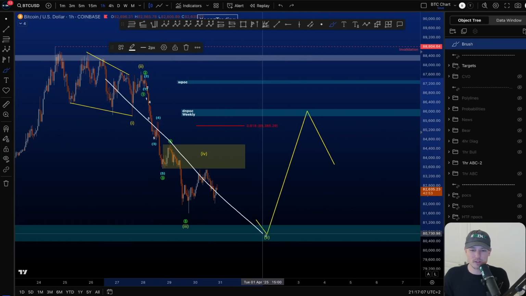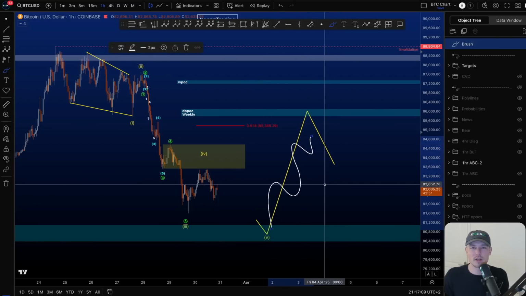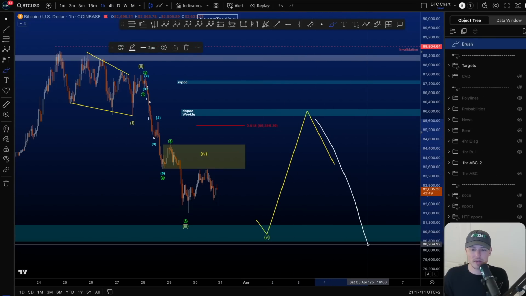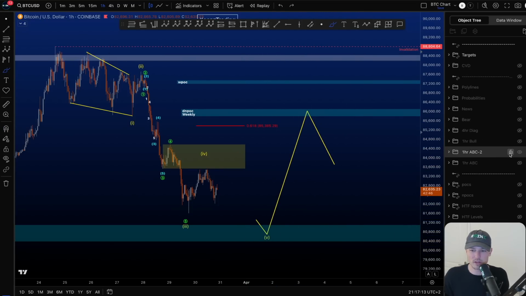The invalidation for wave 4 is 85.3k. After these 5 waves, you look again for a 3-wave corrective structure to the upside and another move down to take out this low.